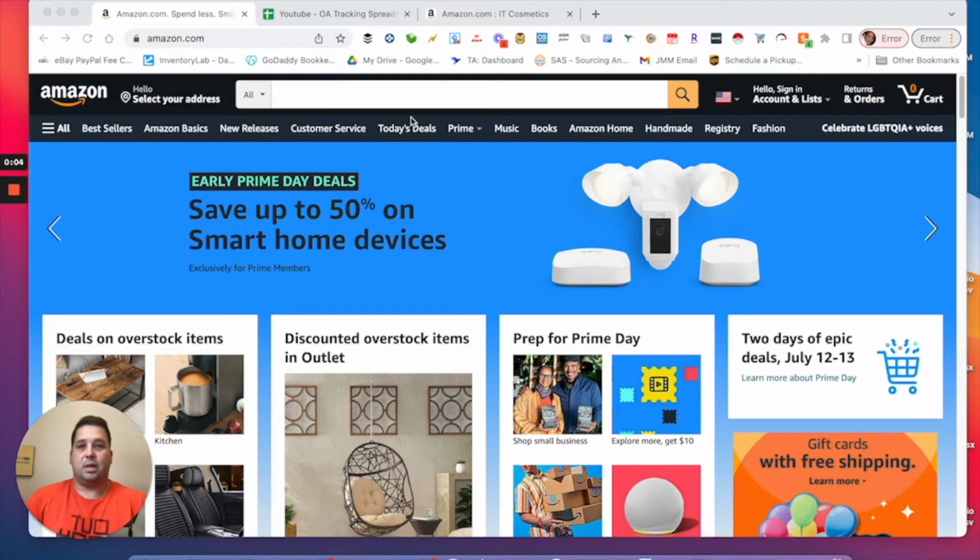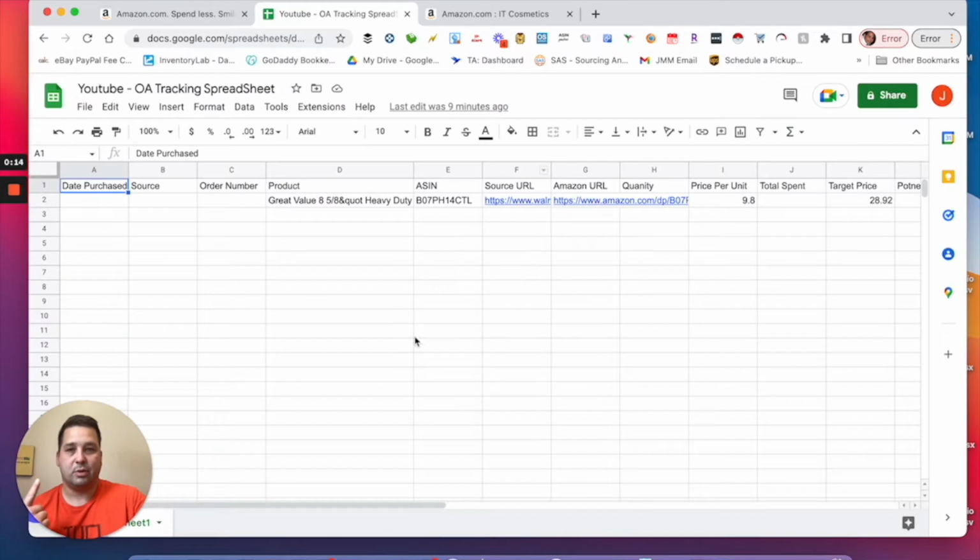If you're new to these videos, welcome. We're going to be using a couple tools here. First, we're going to be using Keepa, number one, which you'll see in a second. Two, I have an online tracking spreadsheet that's 100% free. That's connected to another tool we're going to use called SellerAMP. It's going to help us calculate the profit of the items.